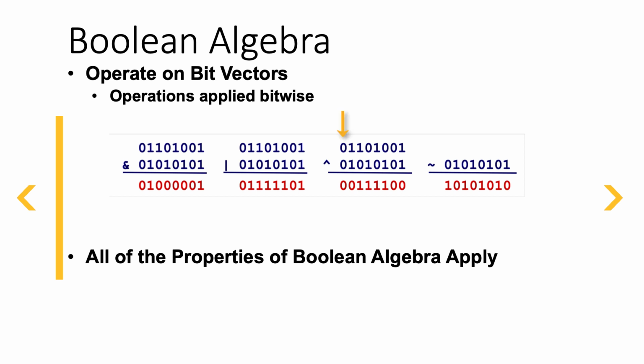We can look at the same thing with the exclusive OR here. 0 exclusive ORed with 0 is 0. 1 exclusive ORed with 1 is 0. 1 exclusive ORed with 0 is 1. And we just work our way through each pairing in these two bit vectors and just apply the operation separately to each pair of bits. All of the properties of Boolean algebra apply to bit vectors.